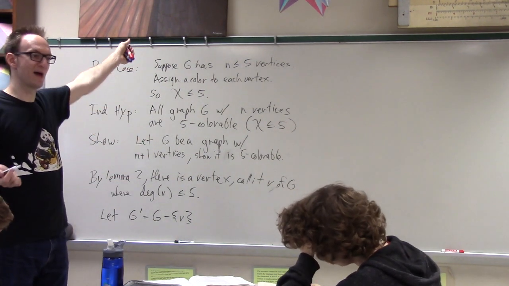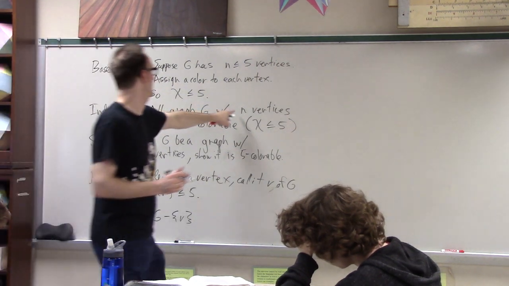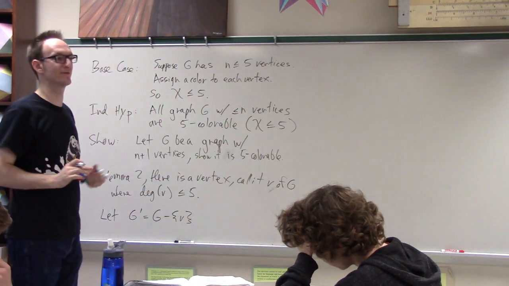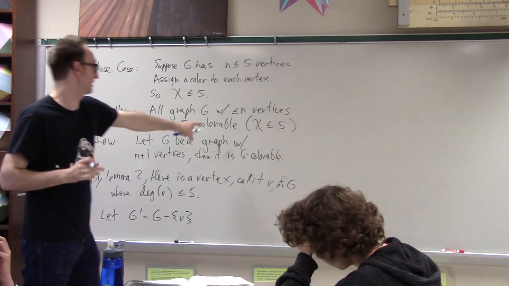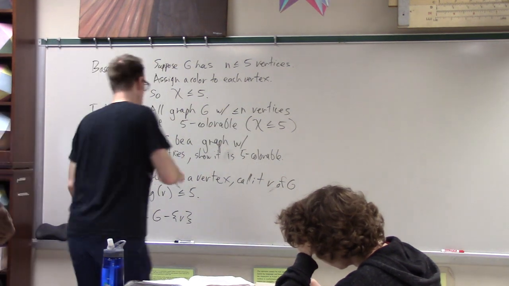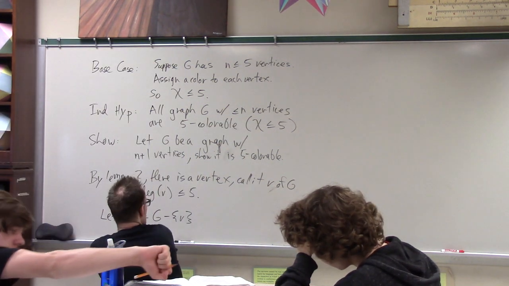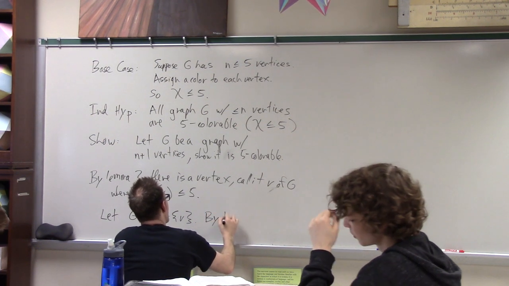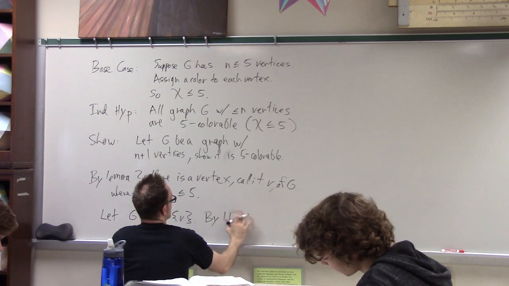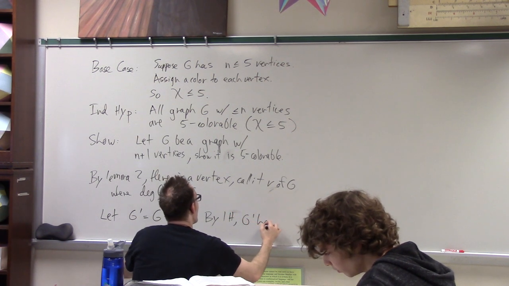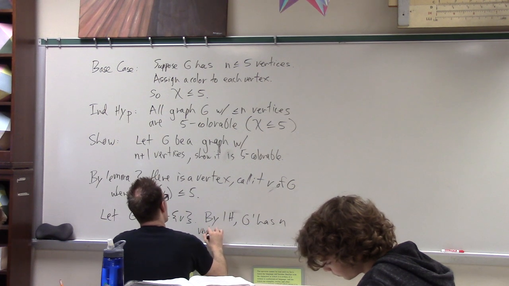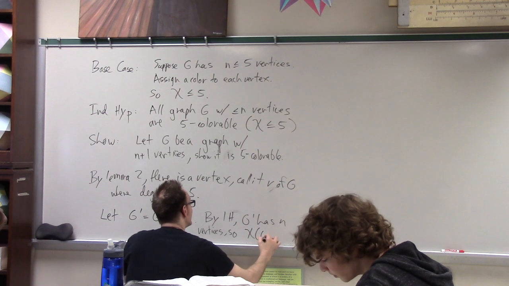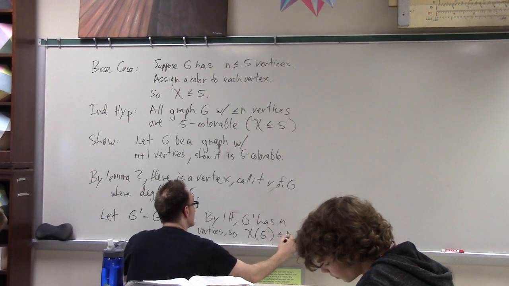It has n vertices by the inductive hypothesis. I need to amend this to less than or equal to n vertices. So I want all graphs to be colorable with less. I did say strong induction, but I really need this. But at the moment, I'm saying if G prime is the new graph where we just take out this vertex with degree less than or equal to 5, by my inductive hypothesis, G prime has n vertices, so the chi of G prime is indeed less than or equal to 5.